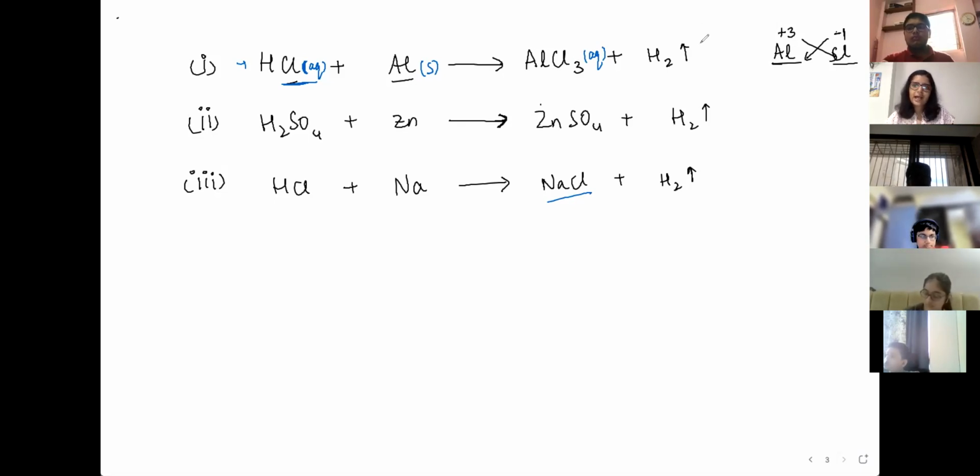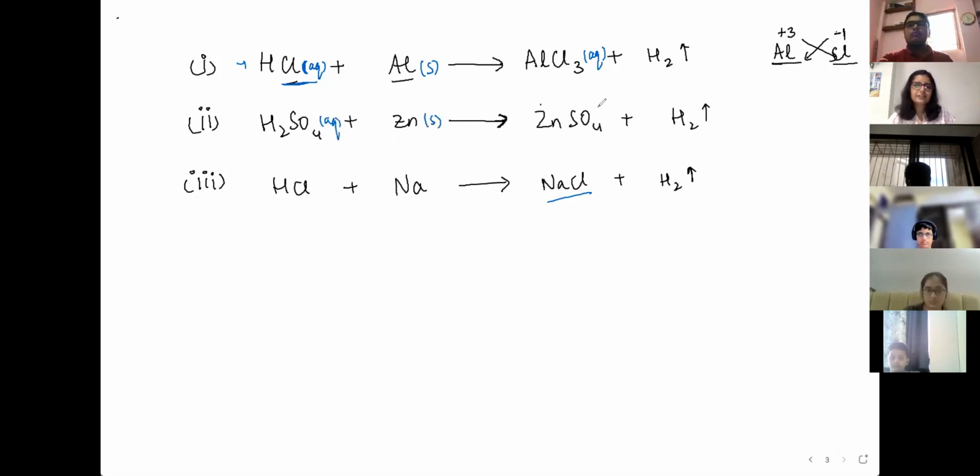And hydrogen, either you can write G or gas, upward arrow, G. Either or. Don't do both, but either or. Either arrow or the letter G. So similarly, put the states.